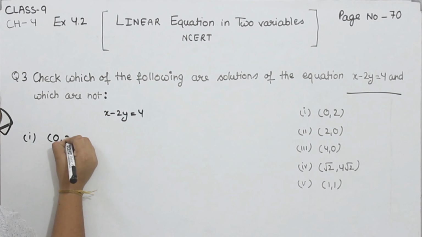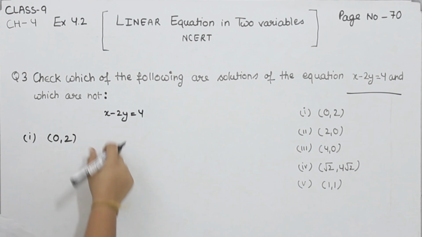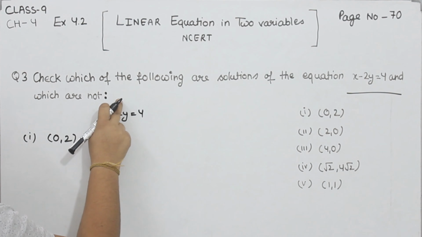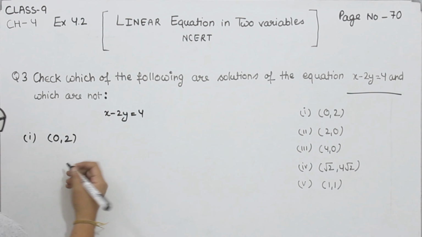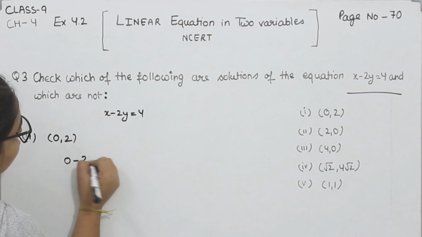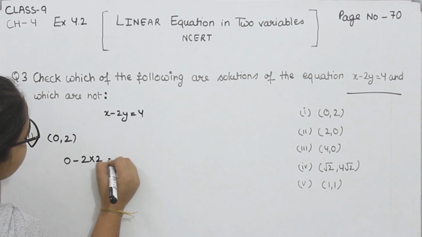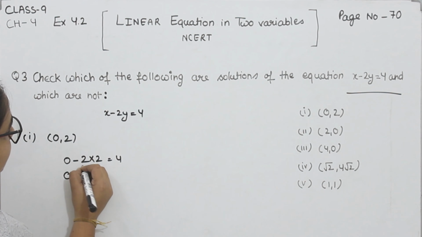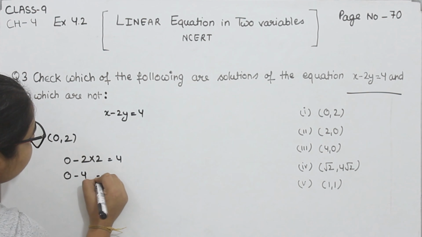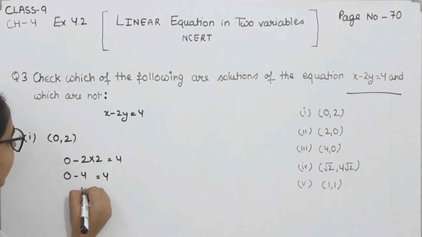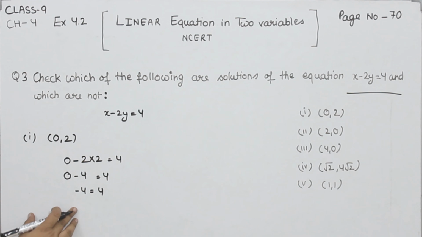x is equal to 0 and y is equal to 2. So we are going to put the value. We'll check whether the right hand side is equal to the left hand side. Now 0 minus 2 multiplied by 2 is equal to 4. Now 0 minus 2 twos are 4. Now 0 minus 4 is equal to minus 4. Here is minus 4 and this is 4.